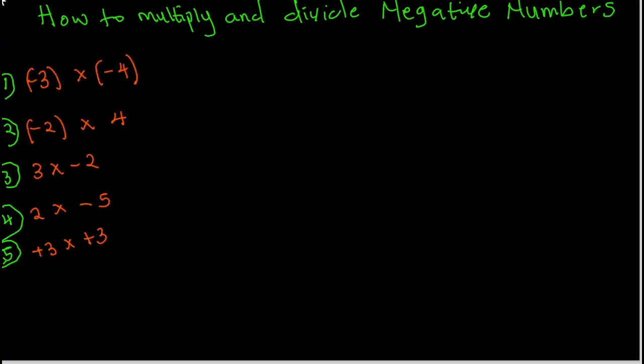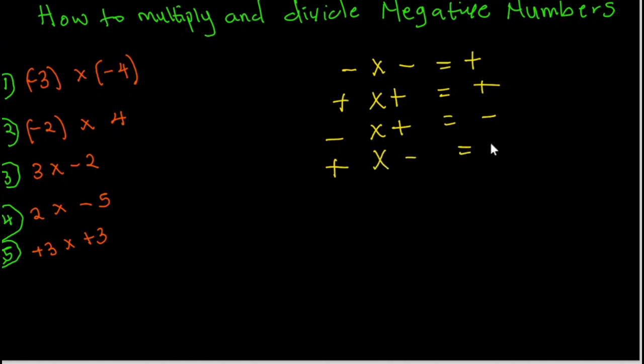Let's work out these numbers. So we have number one says minus 3 times minus 4. So here's the rule. When it comes to negative numbers, negative times negative equals positive. Positive times positive equals positive. Negative times positive equals negative. Positive times negative equals negative.